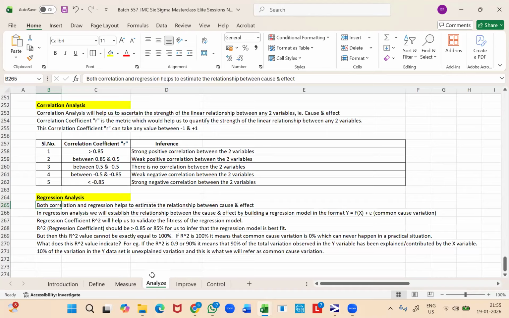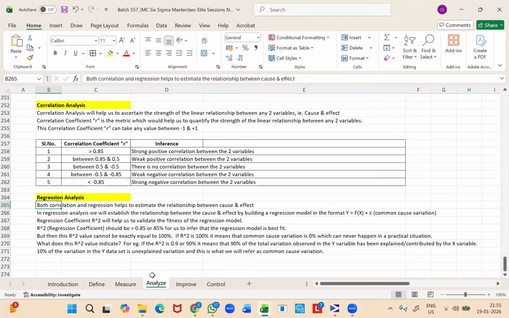This is something that we have already seen as part of the introduction phase when we wanted to demonstrate that common cause variation is inevitable in any process, in any system. So we looked at this regression equation. There we had mentioned this as a transformation equation. So transformation equation is nothing but our regression equation. So y is equal to f of x plus epsilon. Epsilon here would denote common cause variation. So this is how we would build the regression model.